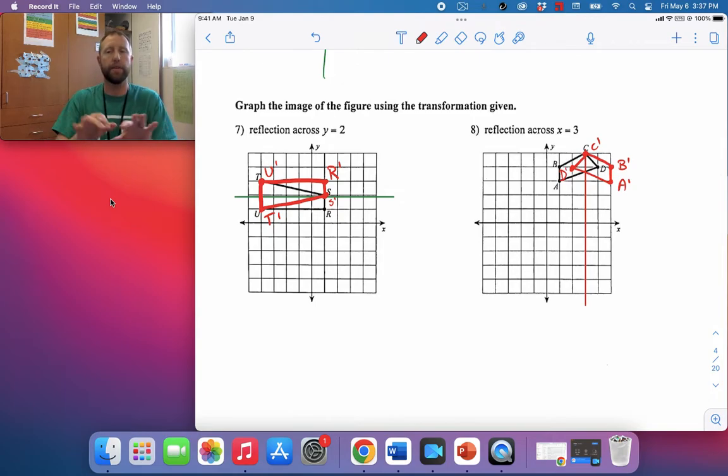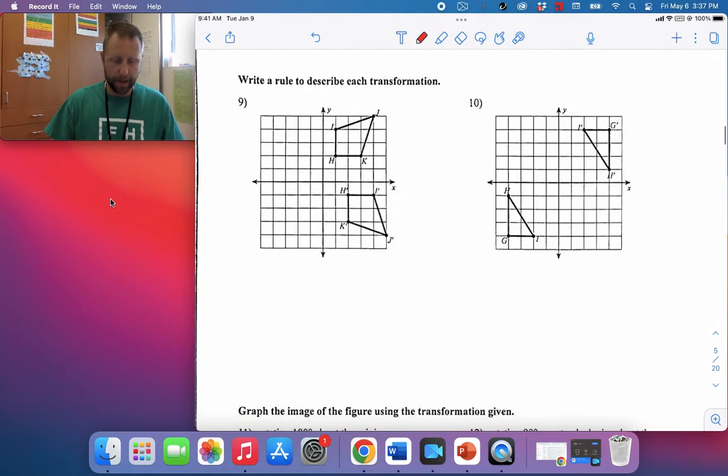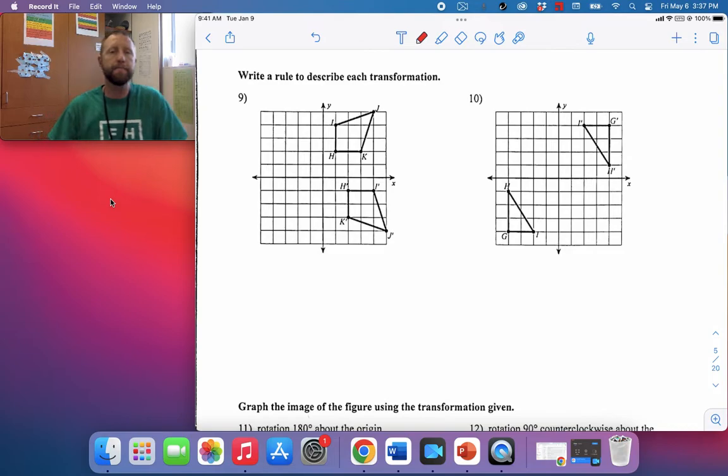Okay, and we can see how it's a mirror image. Remember when the line of reflection goes through the shape, it kind of looks like butterfly wings. I don't know if this actually looks like a butterfly, but we'll say it does. All right, go ahead and turn to page 3 now.